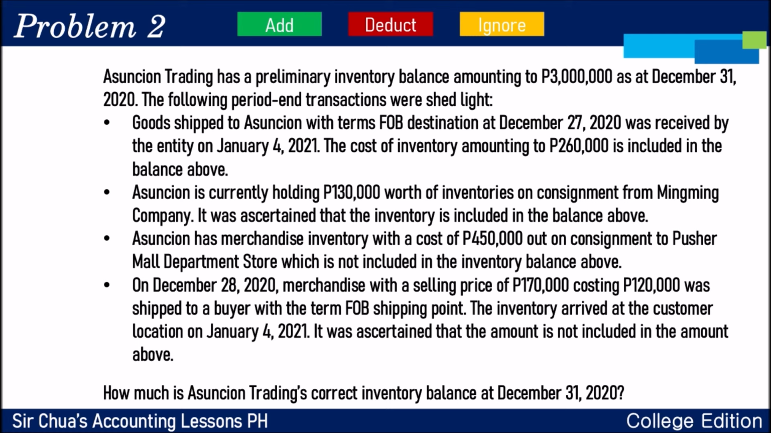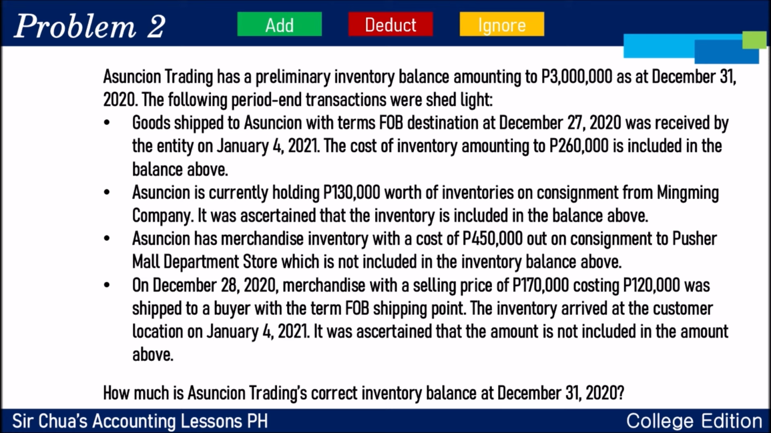Okay, so let's have the first bullet point. Nga pala, lagay natin sa isip na meron daw tayong inventory balance na 3 million. I-adjust natin siya dito sa 4 na bullet points na yan. And then, gagamitin po natin either i-add po ba natin, i-deduct po natin, or i-ignore lang po natin yung information.